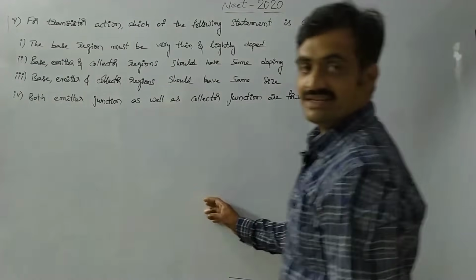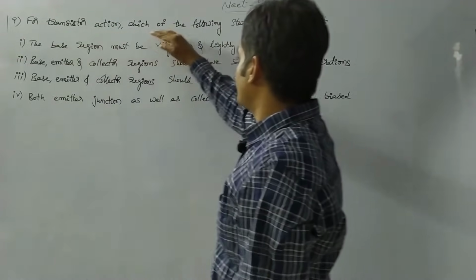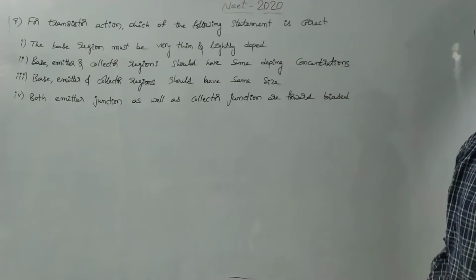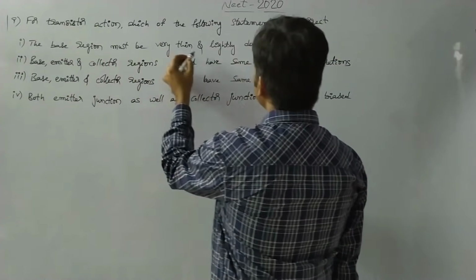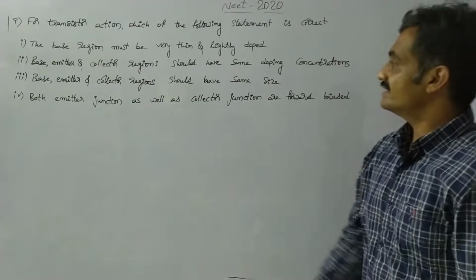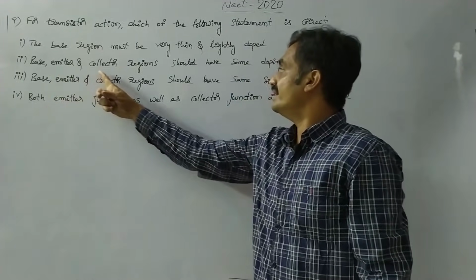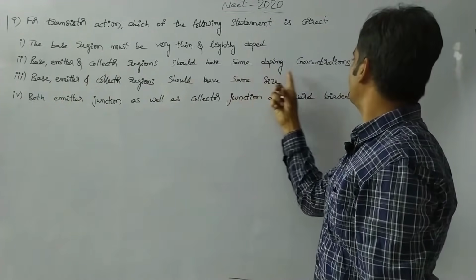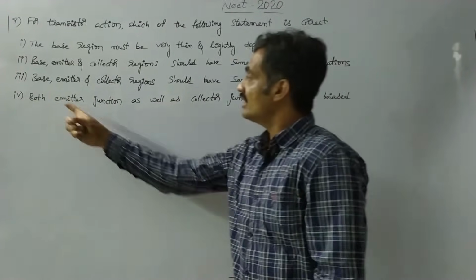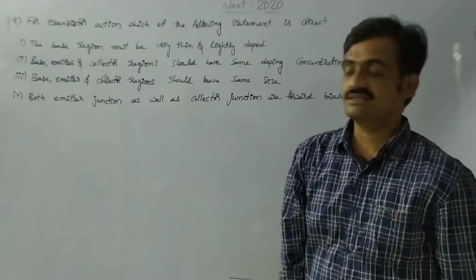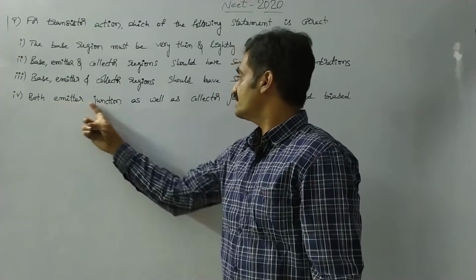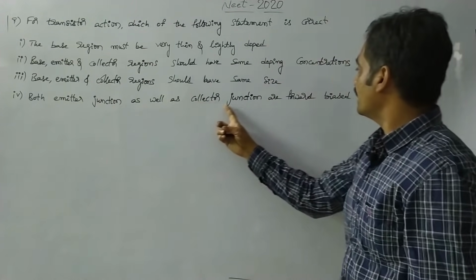The next question is, for a transistor action, which of the following statements is correct? As you observe the options, the first option is base region must be very thin and lightly doped, and the second option is base, emitter and collector regions should have the same doping concentration, and the third option is base, emitter and collector regions should have the same size, and the fourth option is both emitter junction as well as collector junction are forward biased.